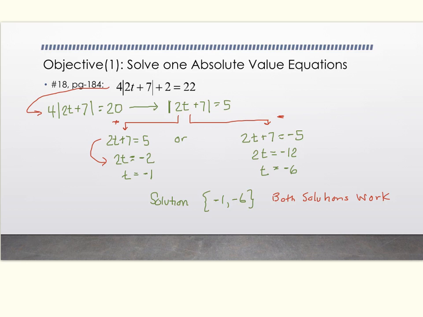We subtract 7 from both sides, and we get 2t is equal to negative 2, or t is equal to negative 1. On the negative side, we subtract 7 from both sides, and we get 2t is equal to negative 12, and we divide by 2, and we get t is equal to negative 6. The solution then is negative 1 comma negative 6, and when we plug it into the original equation, both solutions work.